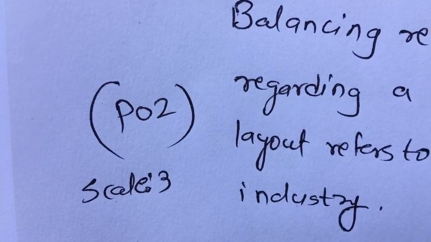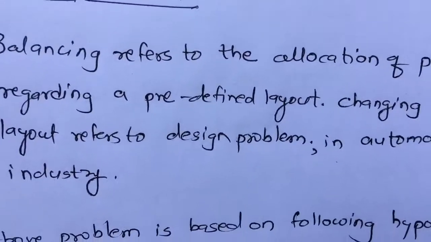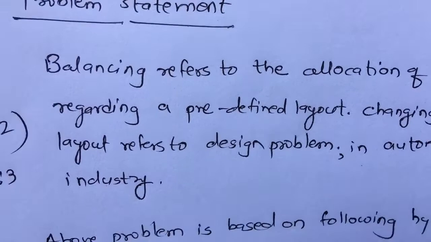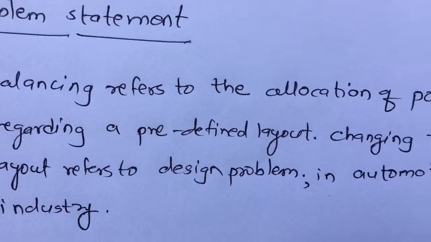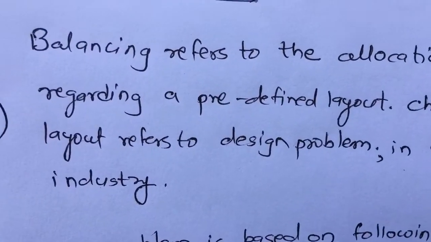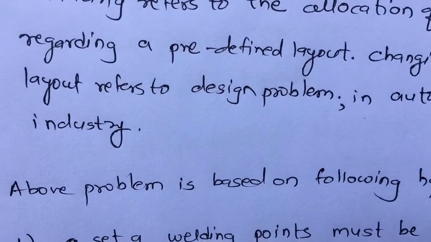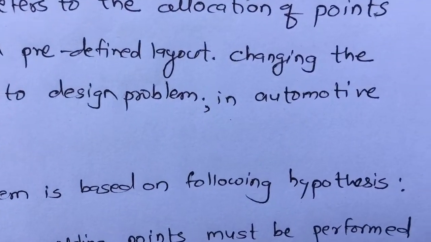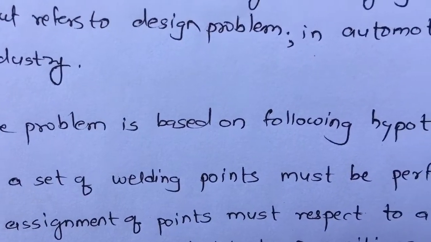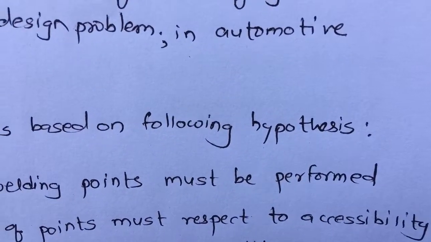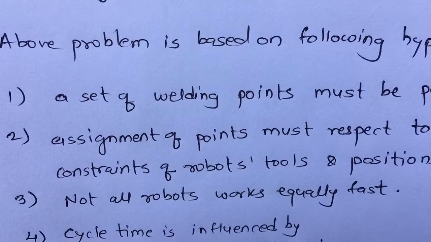Now for PO2 I have given a scaling factor of 3. That is excellent, because you will come to know why this PO2 is explored to a great extent. Balancing refers to the allocation of points regarding a predefined layout. Changing the layout refers to a design problem in the automotive industry. Now the above problem is based on the following hypothesis or assumptions. There are about 8 to 9 assumptions. Let us look at them one by one.